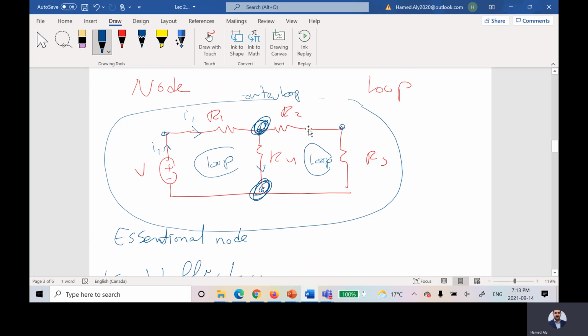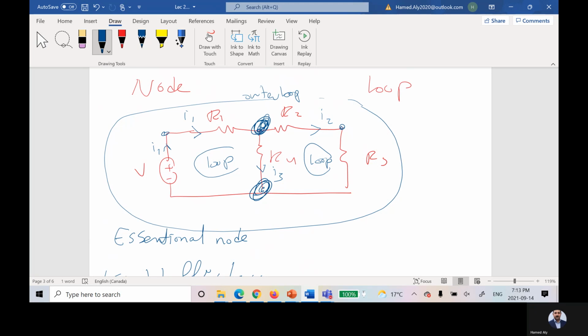So what about the current in this guy? Assume it in any direction you like. So I will assume the current here, for example, as I2. And I will assume the current here, I3. Kirchhoff's current law said the summation of the currents for that node is equal to 0.